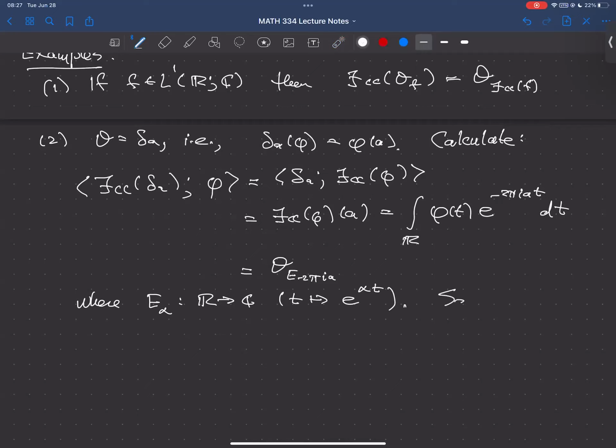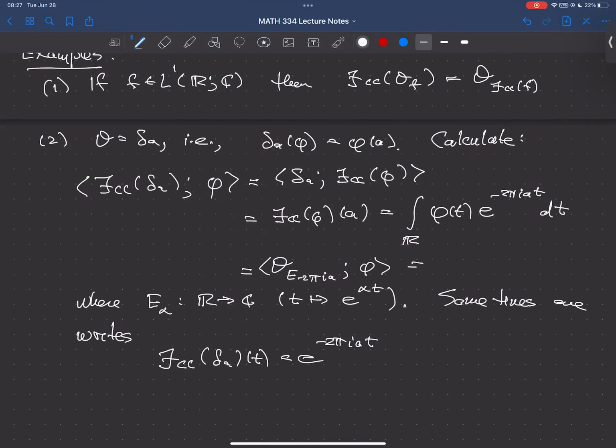Sometimes one writes FCC of delta A t is e to the minus 2 pi I a t. But this is generally bad practice because this is a distribution. It turns out in this case that it's a regular distribution, and so in this case this makes sense, but it's really better to write it like so. Oh, sorry, I forgot something here. Apologies. And so the implication of this is that the CCFT of the Dirac is theta e to the minus 2 pi I a.